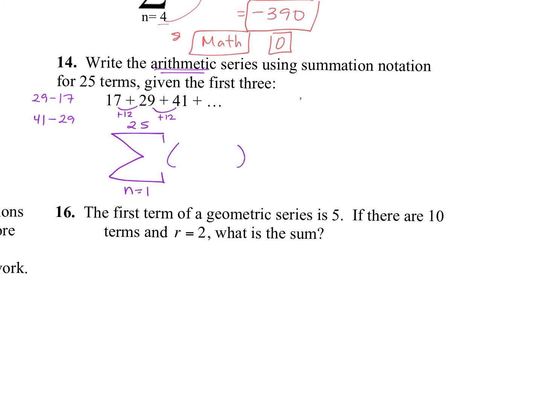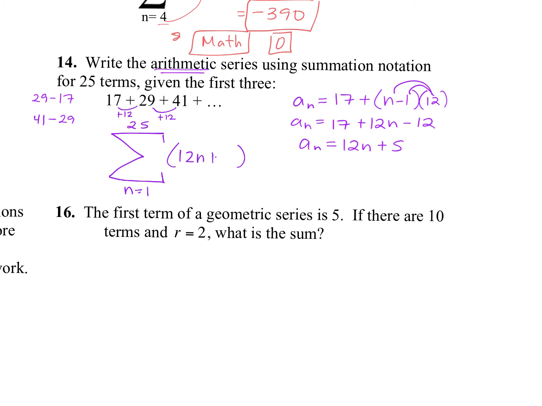So we would say explicit formula, a sub n equals our first term plus n minus 1 times our common difference, which is 12. And then we're just going to simplify that. So this is going to be 17 plus 12n minus 12. So a sub n equals 12n. 17 minus 12 is a positive 5. So your explicit formula, 12n plus 5, goes right there. And that is your summation notation.